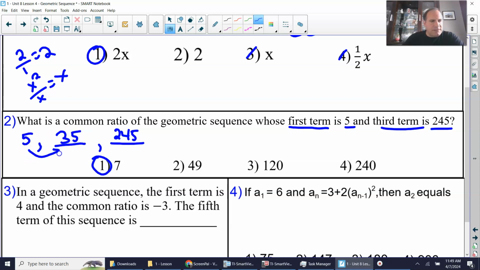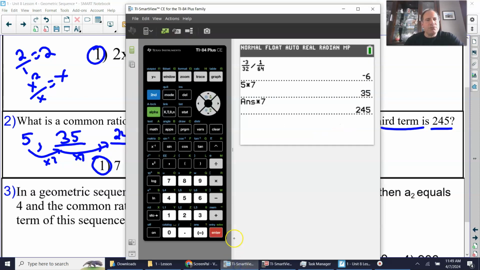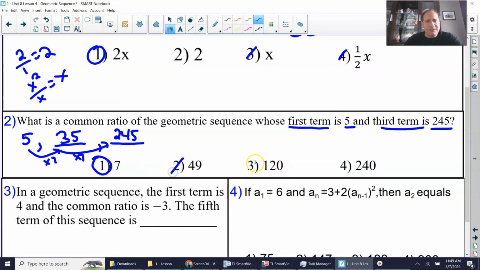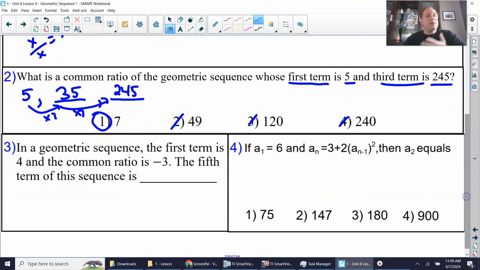Because it's times 7. Easy. 5 times 49 is too large. 5 times 49 would be 245 already. That's out. Anything larger would be unrealistic. But think about what you're doing before you go and pick an answer.